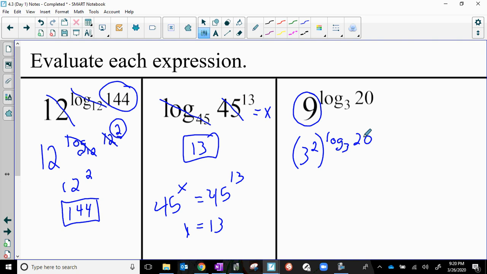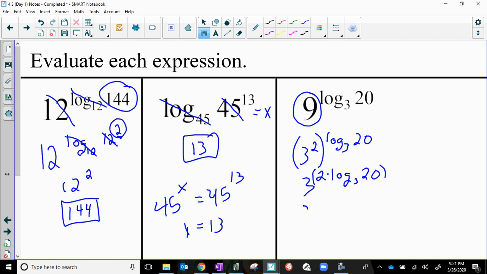Well, what do I do now? Well, you do what you've always done when you've raised a power to a power. You multiply your powers. Okay. You want to cancel them out now, but you can't. It's not going to be 2 times 20. You have to do this. There's parentheses here. You have to deal with that before you can try to deal with this canceling.